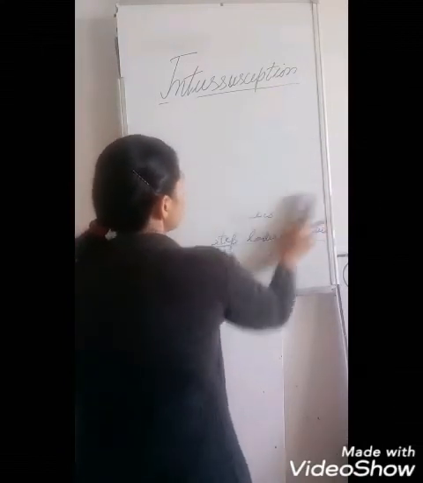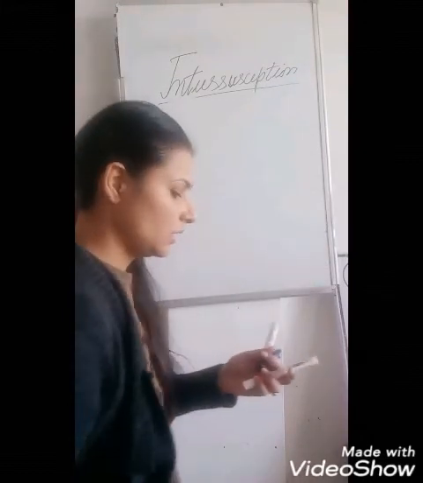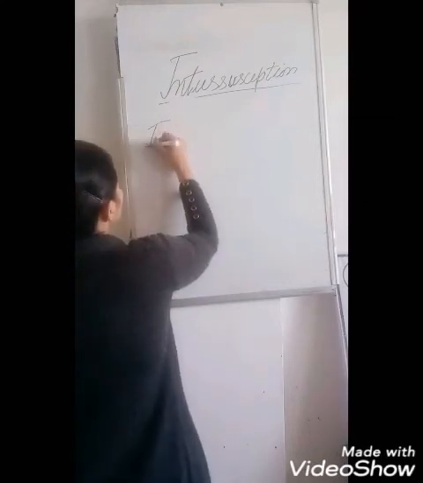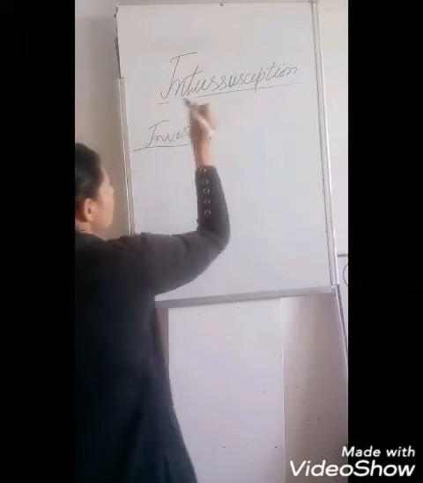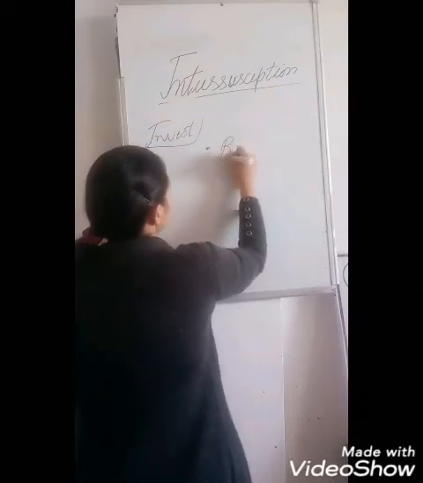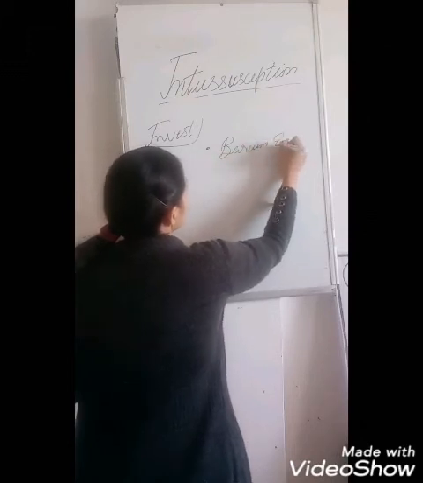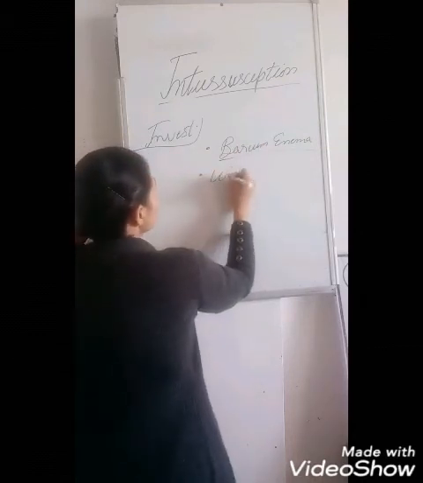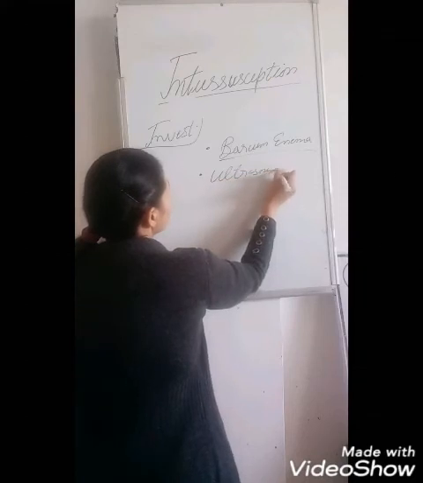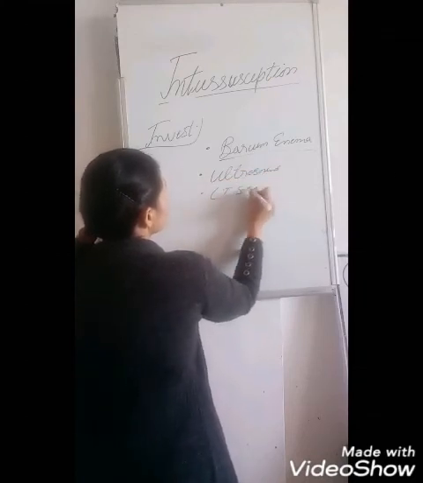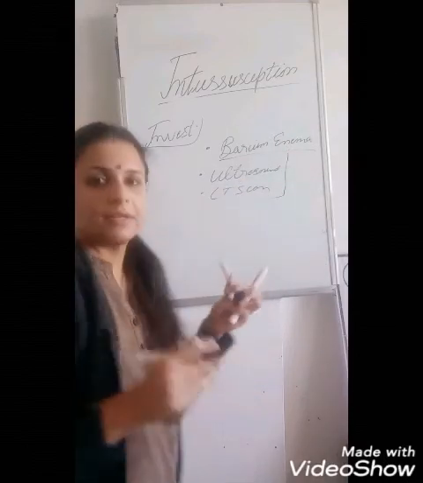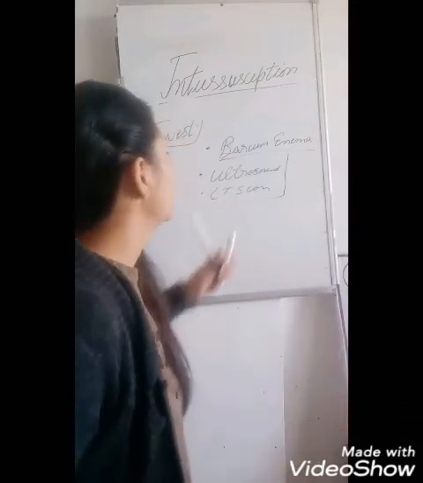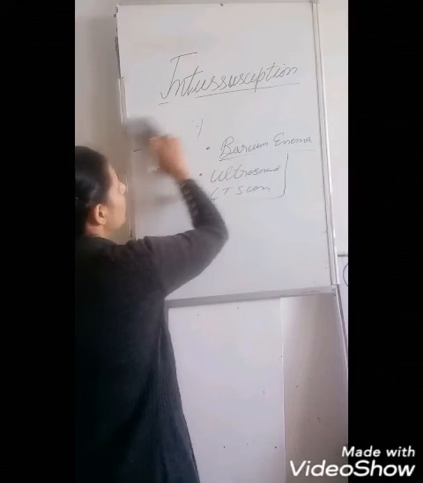Now the investigations. In case of intussusception, we will recommend the patient for barium enema, abdominal ultrasound and CT scan. This will clearly visualize or identify the mass, the intussusception which has formed. Ultrasound, CT scan and barium enema will identify it.